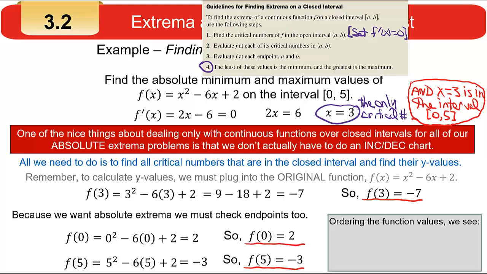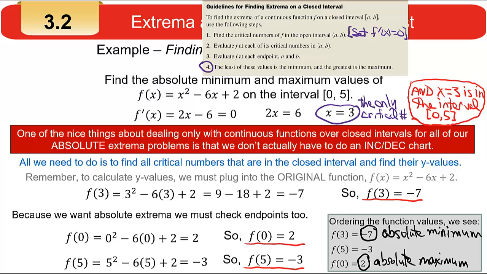The smallest of the y values is the minus 7, so it goes first. The next smallest y value is minus 3, so it goes second. The largest of the y values is 2, so it goes third. So from smallest to largest, the y values are minus 7, minus 3, and 2. And all you have to do is look. The smallest of the y values is the absolute minimum. The largest of the y values is the absolute maximum.